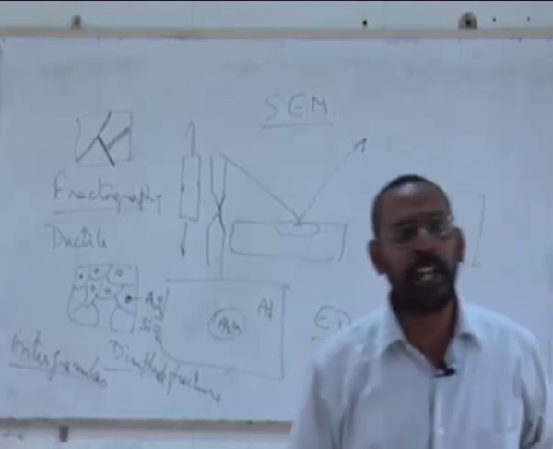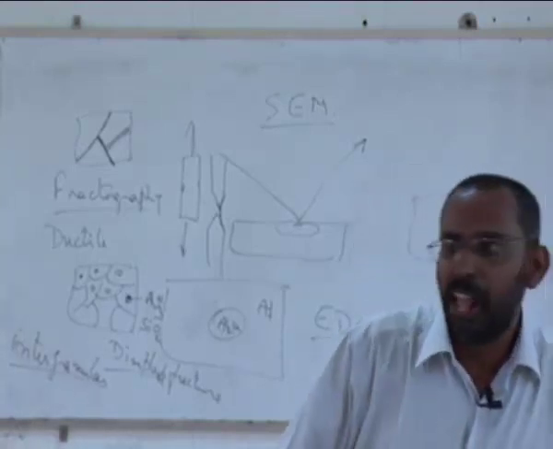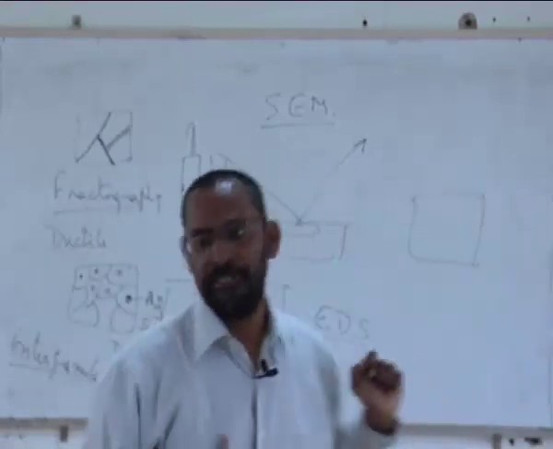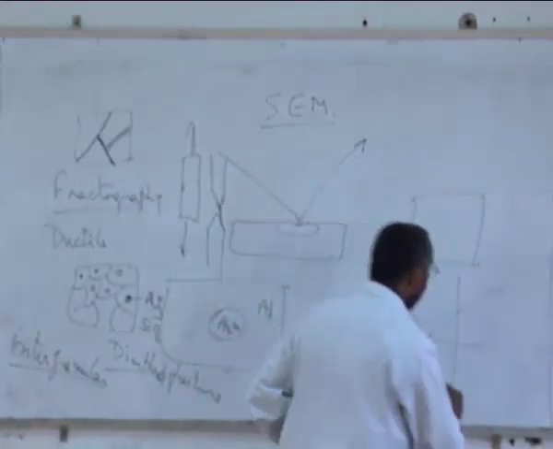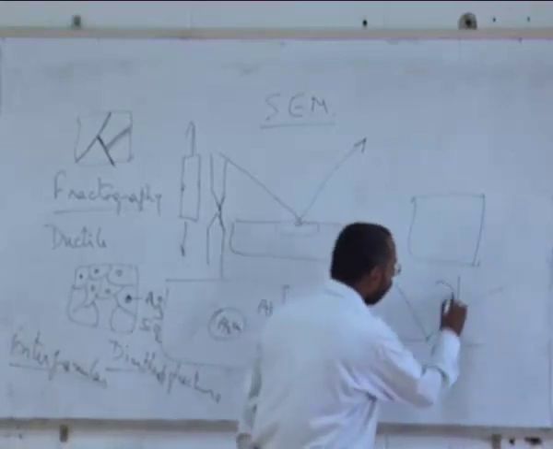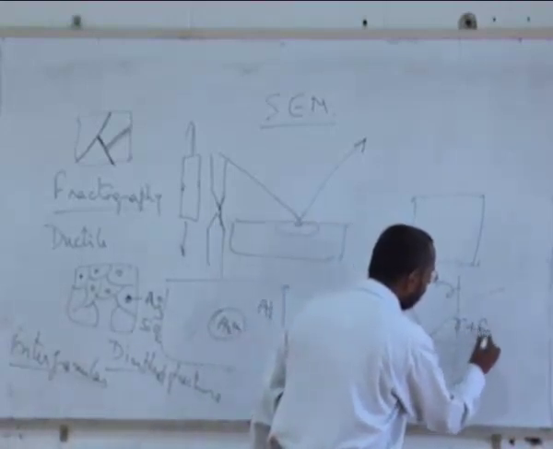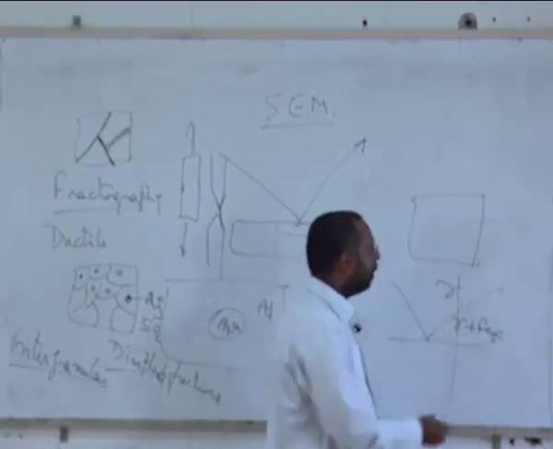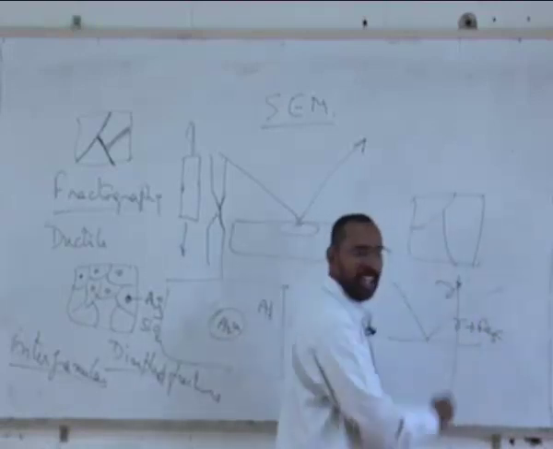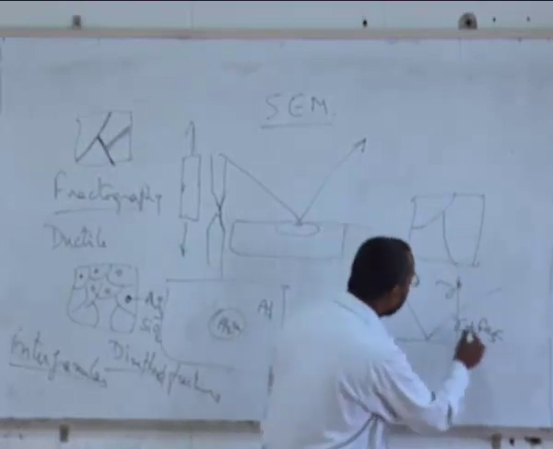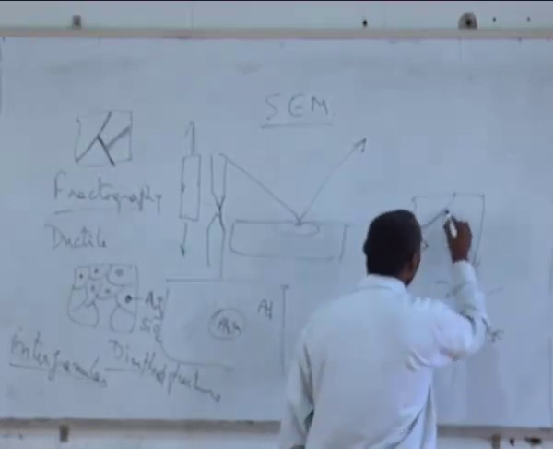Where is this proeutectoid cementite? At the grain boundaries of the austenite. Okay? So if I take this alloy, hypereutectoid, this is austenite, this is austenite plus Fe3C. So when you start with some austenite grains at this temperature, as I start cooling, the cementite comes out at these austenite grain boundaries.